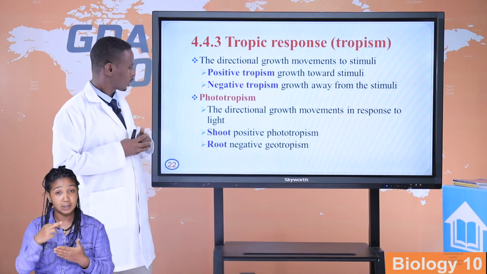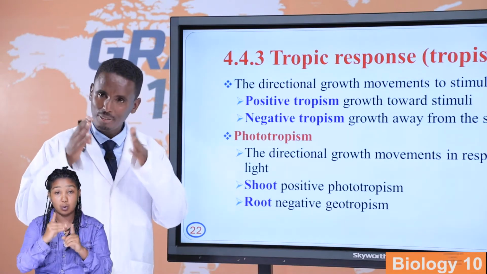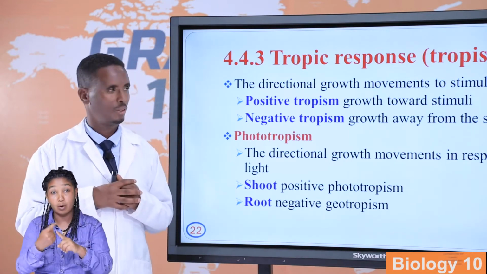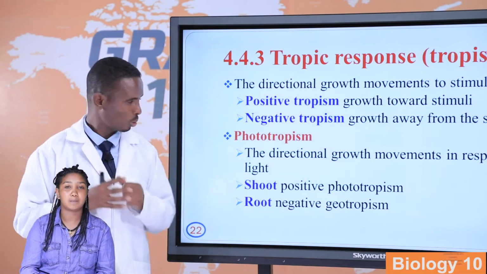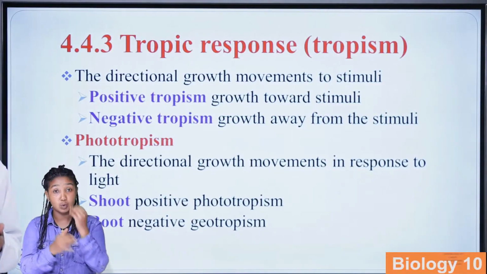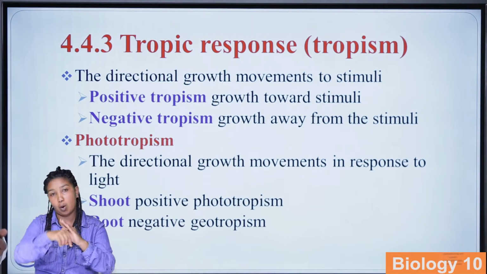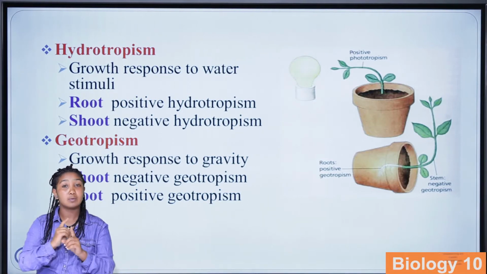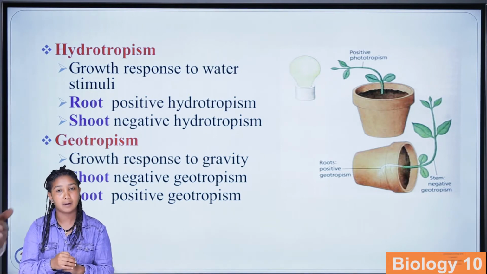The shoots are positive phototropic, which means the shoot grows toward the light, whereas the root grows away from the light. Phototropism is the directional growth movement in response to light. The shoot is towards the stimuli, towards the light, and the root grows down, away from the light. The other important tropism is hydrotropism. Hydrotropism means growth response to water stimuli.